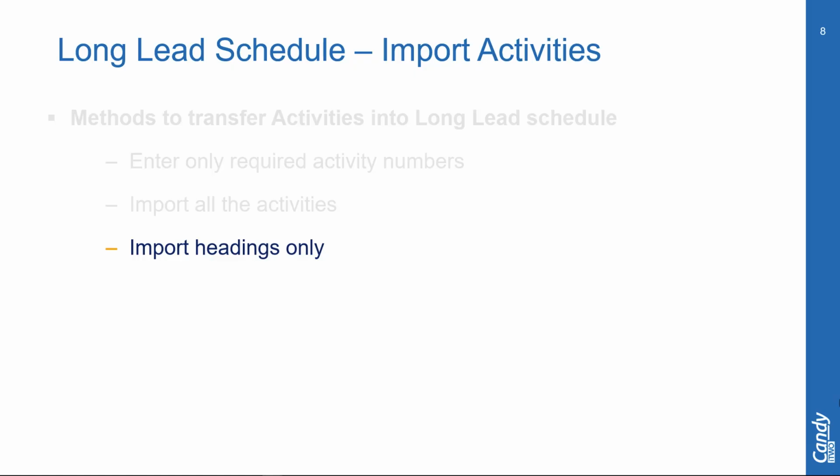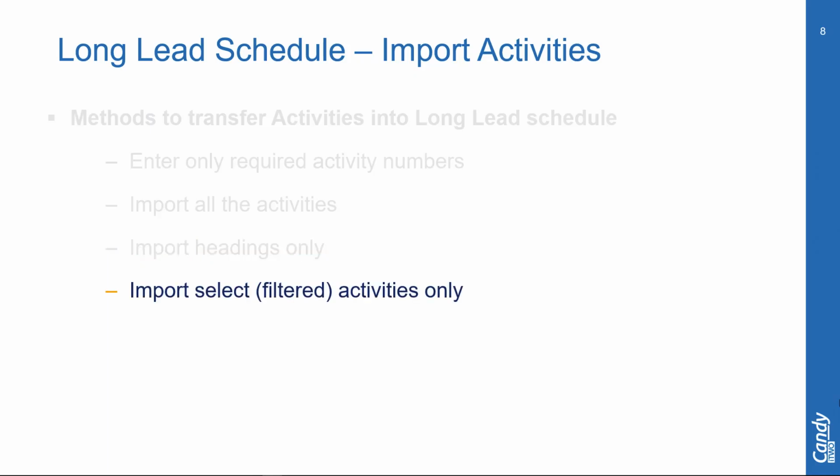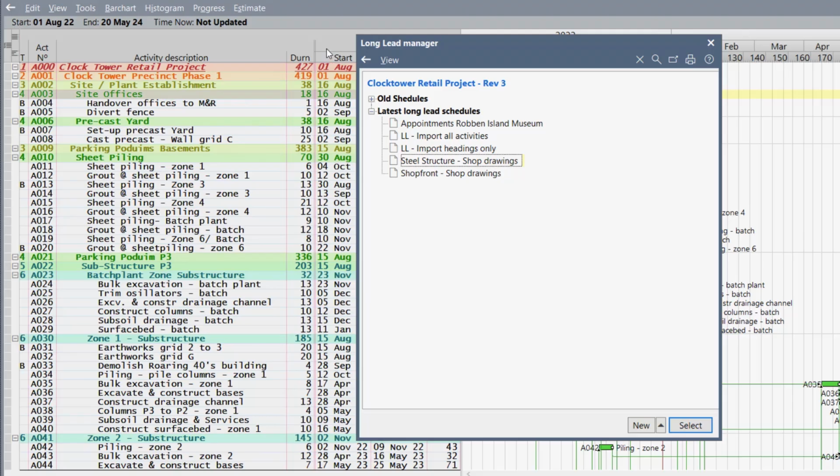Next, we're going to look at another method to import activities. This time we're going to import selected or filtered activities only to make a specialized long lead schedule, maybe just for shop drawings of the steel or something similar. Let's first look at a long lead schedule for the steel structure shop drawings, already been done, and then we'll do it again to see how it was created.